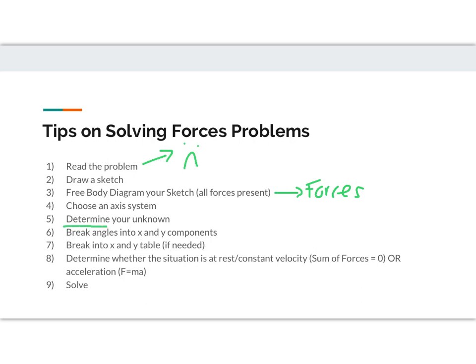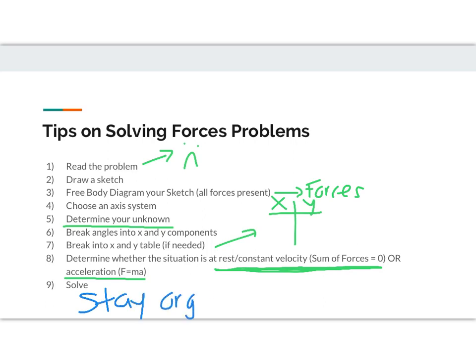Then you need to determine your unknown, or what you're looking for. If you have any angles, you need to break them up into X and Y components. And then you need to break up into your X and Y table. For most problems, we're going to have to do this. Then you need to determine whether the situation is at rest or constant velocity, or is at acceleration, okay? Remember what I said, everything boils down to these two facts: whether it's at rest, sum of forces is 0, or is acceleration. Then you can solve. I also recommend that you stay organized. I can't emphasize how important it is to stay organized, label your work, and also redo it if you have to.